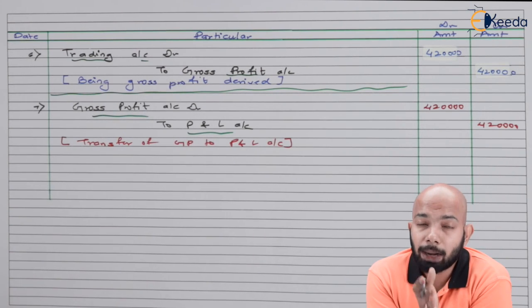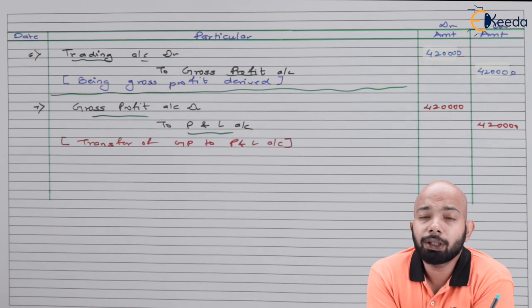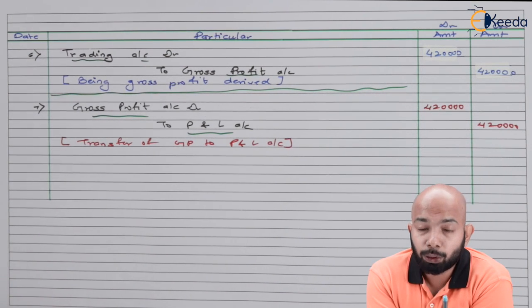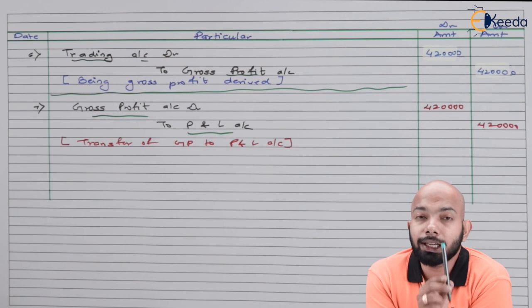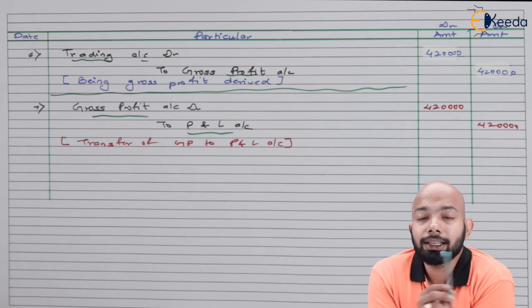Now with this entry, we mark the closure of this specific sum, where we have understood how to go ahead with the preparation of trading account. But before that, we understood what we need to do when it comes to preparation of trading account. That means cost of goods sold and other items related to it.